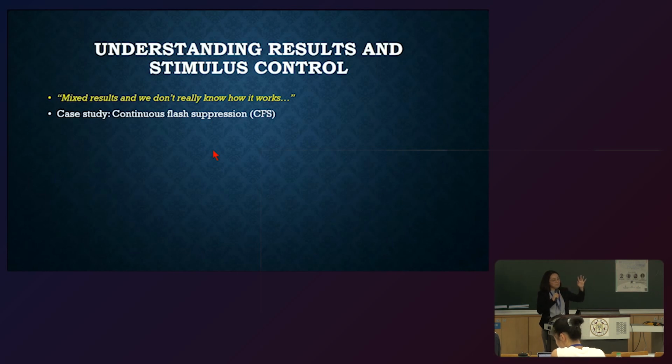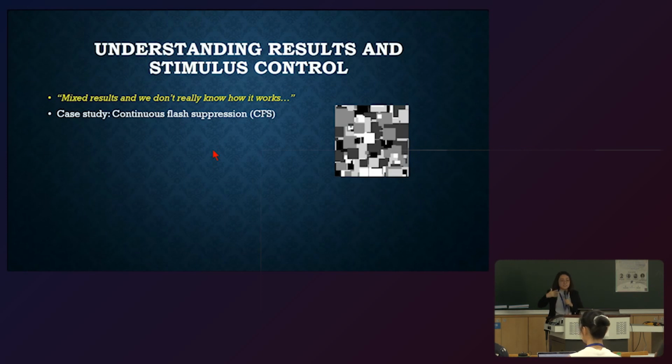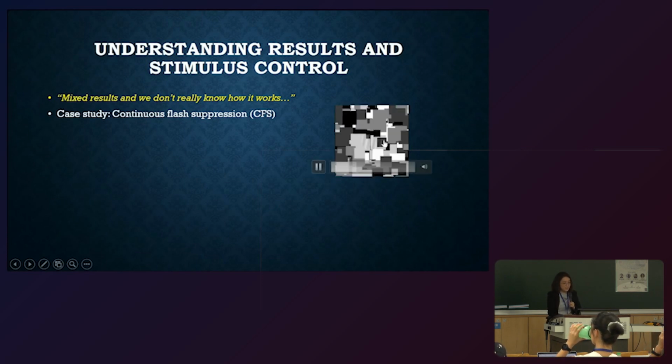Okay, so now that we have dealt with the first criticism, let's go back to the second criticism about interocular suppression techniques. That criticism is that the results are mixed and we don't actually know how it works. So let's take the case study of continuous flash suppression. Just to recall, it is basically this phenomenon where one eye gets a flashing Mondrian mask and the other eye gets a target.